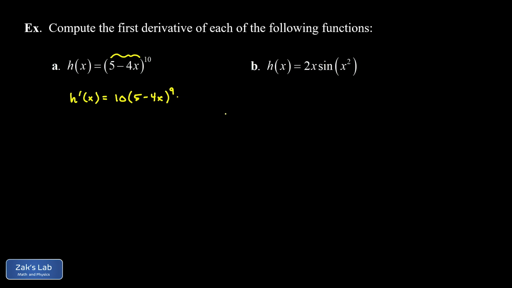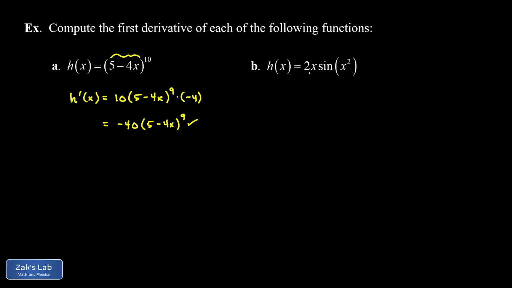And then the chain rule says we have to tack on the derivative of the interior function, which is a negative 4 in this case. And we'll combine the constants out in front, and we get negative 40 times 5 minus 4x to the 9th, and we're done. The next example combines the product rule and the chain rule.